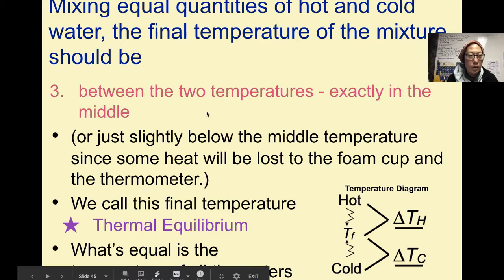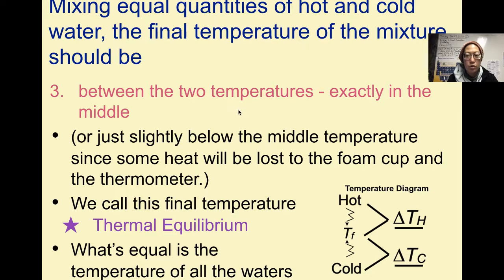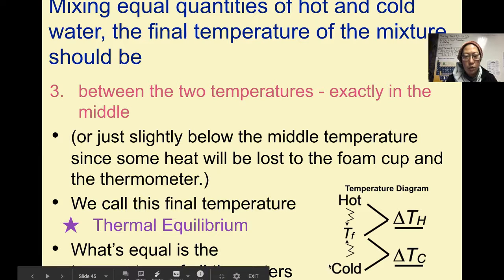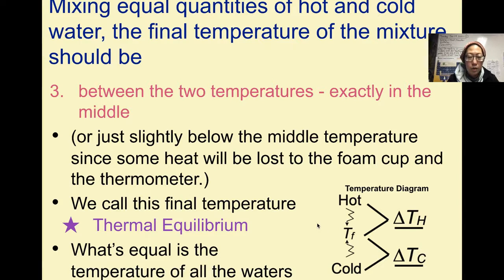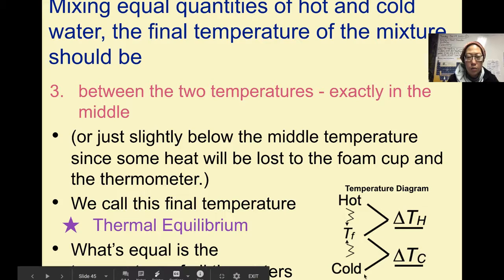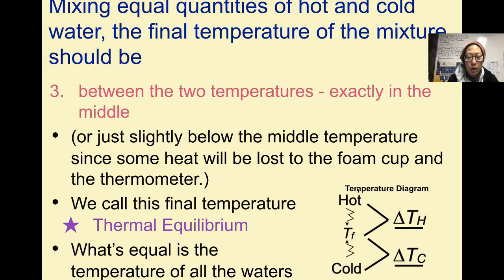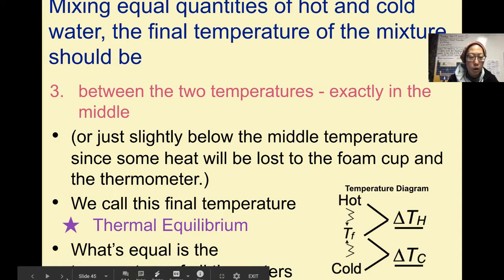Okay, exactly in the middle between the two temperatures. So what do I mean by this? If we start out with 100 degrees C and we go to 50 degrees for the cold water, they are going to meet at 75 degrees, just exactly in the middle. And that will be the thermal equilibrium point, that temperature. Here we end up with an equal temperature for all of the water.